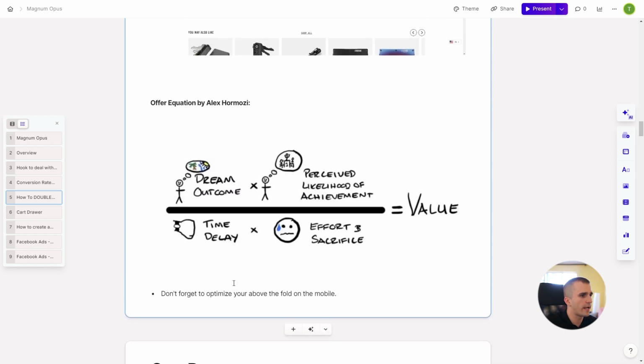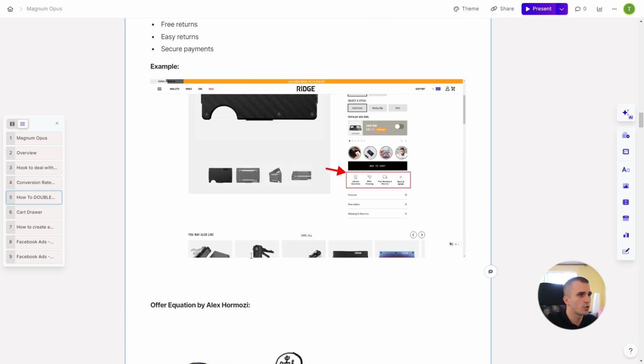And yeah, also don't forget to optimize your above the fold on the mobile, because it's drastically a different thing when something is on the mobile and PC. So you always want to check both versions, both PC and mobile, and optimize both versions to communicate your offer as clearly as possible. So yeah, that's it for this video.